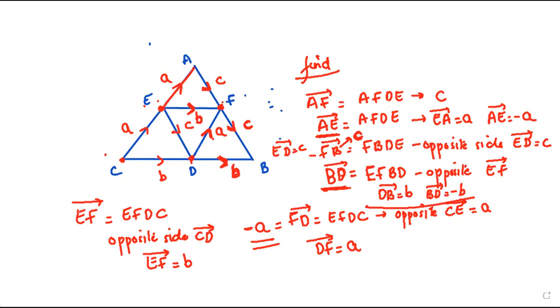See, it's C to D already given as B, right? That's why E to F will be positive, not negative. Okay, that's given in the question, C to B as B. So opposite will be having same direction and same value. So that's why E to F will be B.